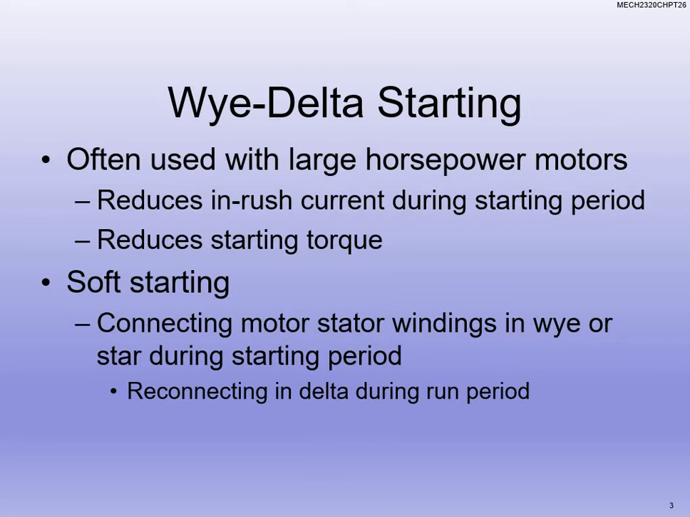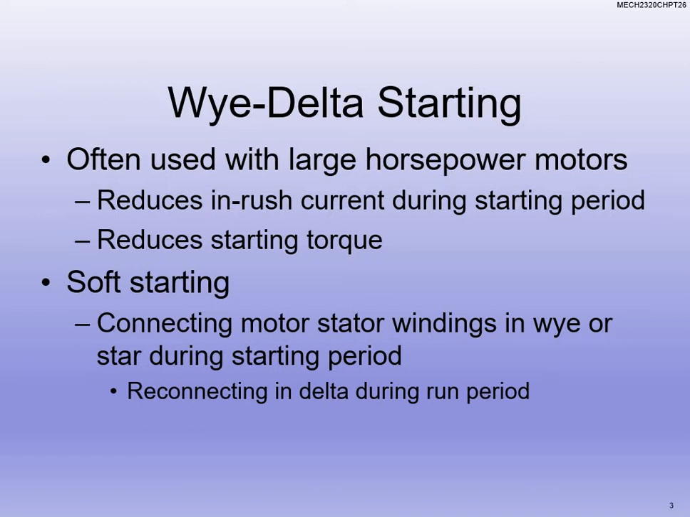So in our case, when we use Y delta starting, we are going to limit the inrush current and we're going to reduce the starting torque. What we sometimes call soft starting, that's really what happens. If we look at last lecture, we talked about autotransformers and we used a delta, straight across, and we did some different tappings to control the inrush current.